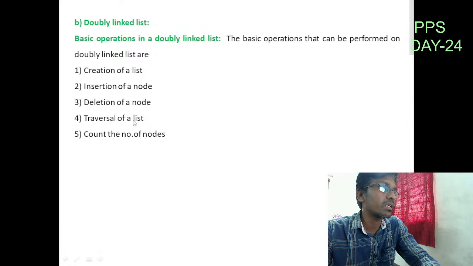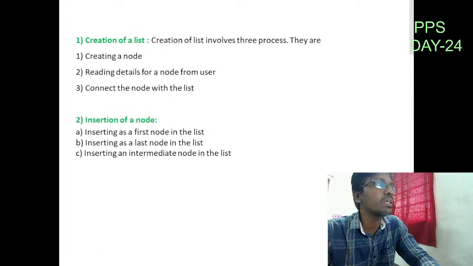Or travel. You can travel in a linked list. While traveling in the forward or reverse direction, we will display the elements in the linked list. And with the count operation, we will count how many values are left after performing insertion and deletion operations. So the operations that can be done on a single linked list can also be done on the double linked list.